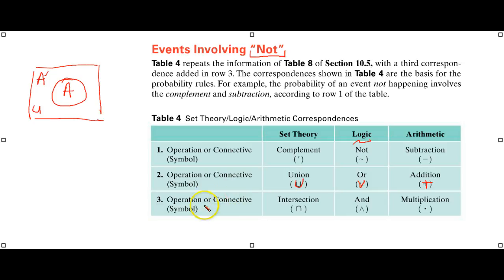Then for intersection, we had the inverted U-shaped symbol. The word in logic for intersection was and, and here we had the caret, and we're thinking here where they combine is multiplication. So we need to be a little familiar with that. And again, since you can use your notes, this will be a good thing to have.